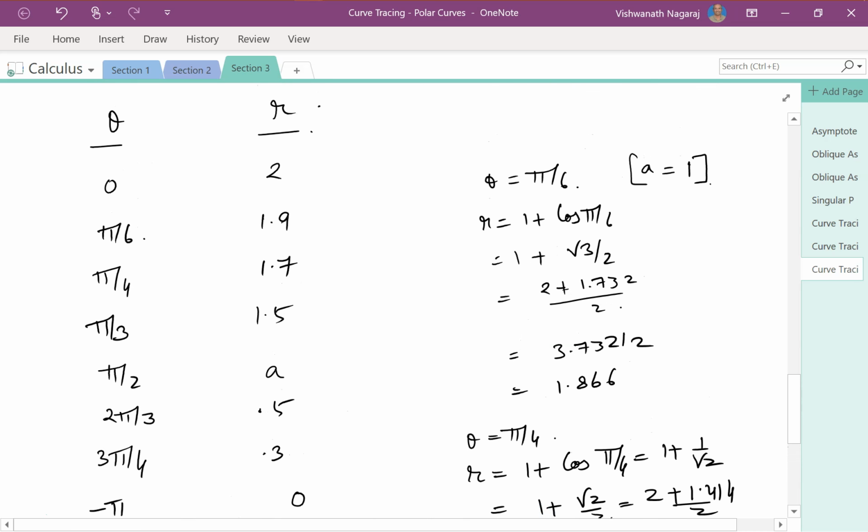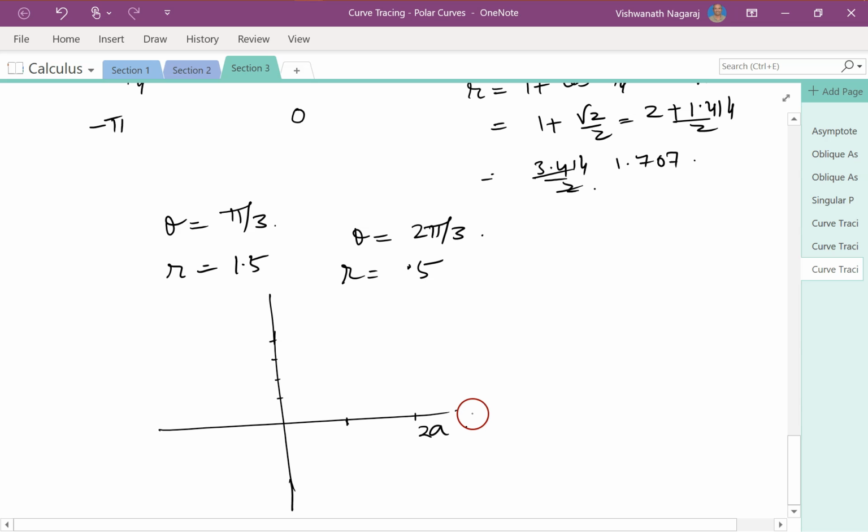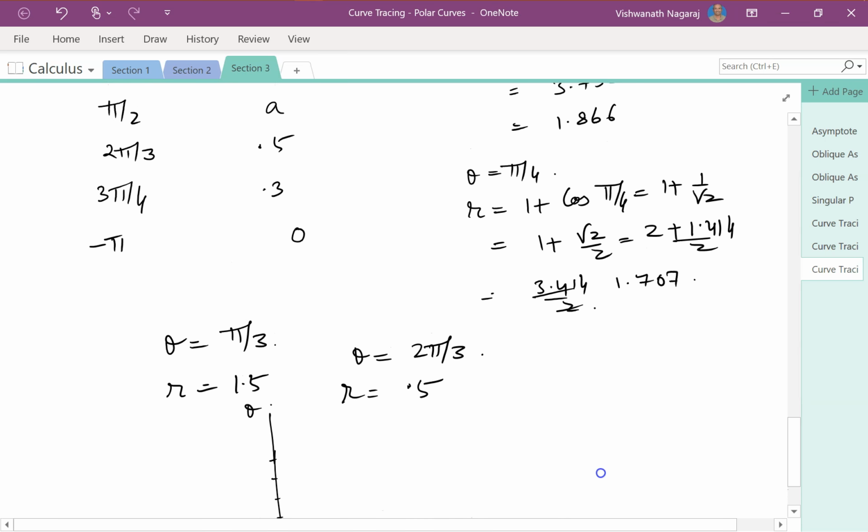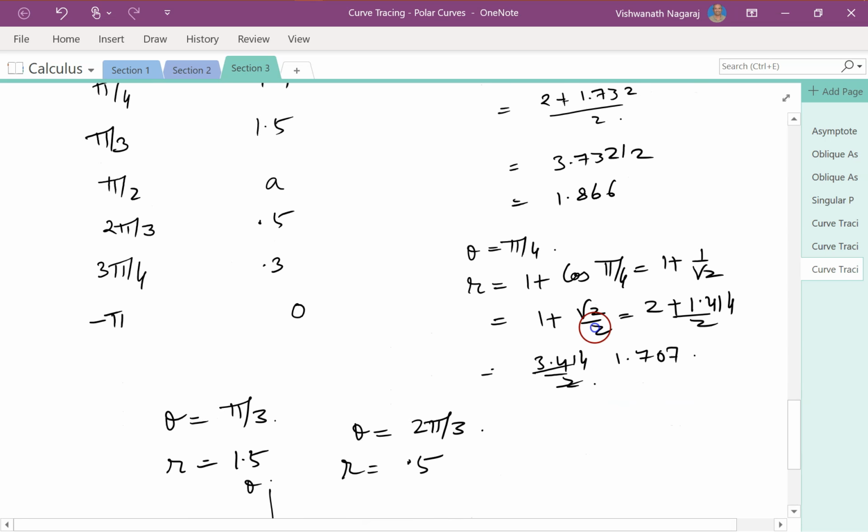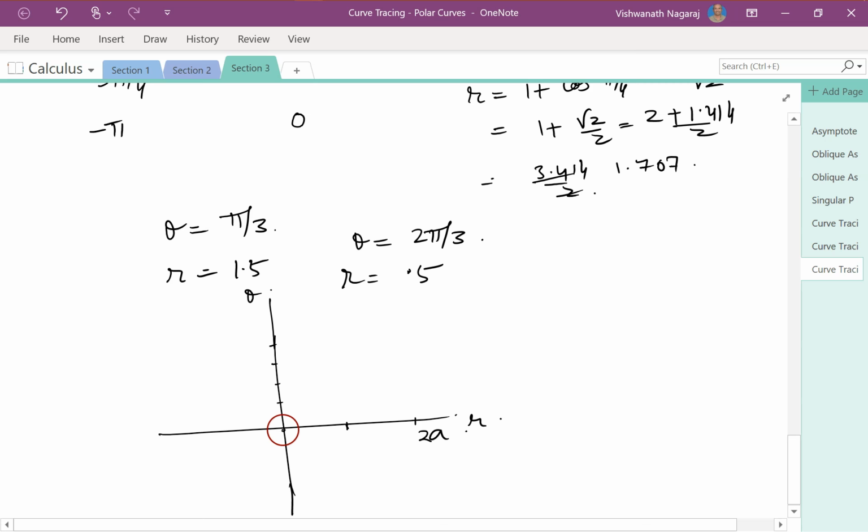Since our choice of ordinates, say for example this is r and this is theta, we have to go for the theta and its corresponding r. So when theta is 0, it is 2. When it is pi by 6, it is 1.9. When it is pi by 4, it is 1.7. Then comes 1.5. Then comes 1.